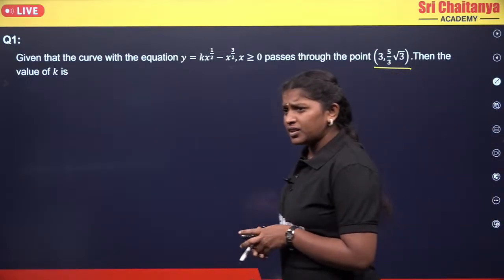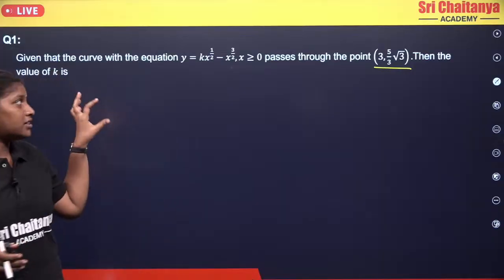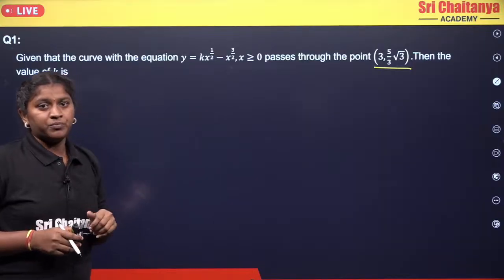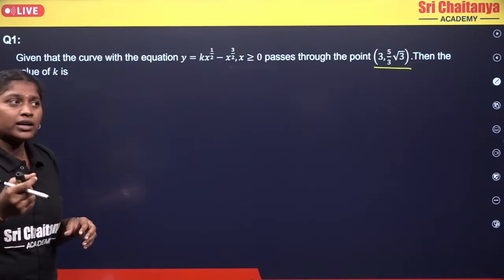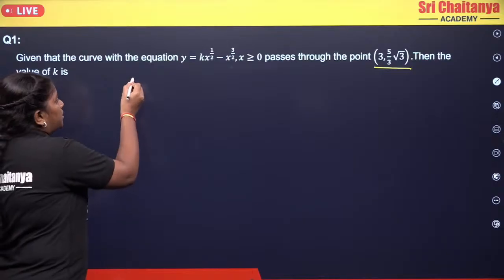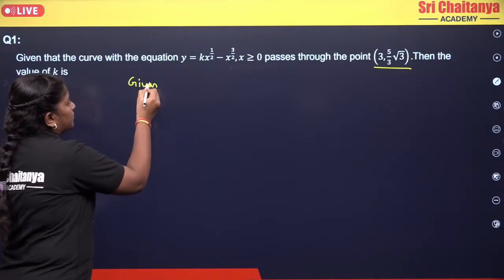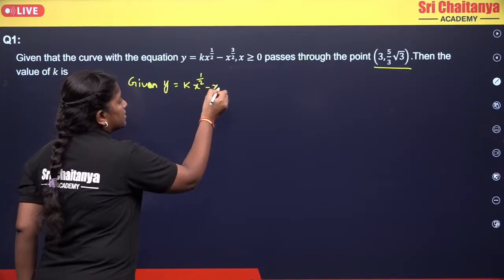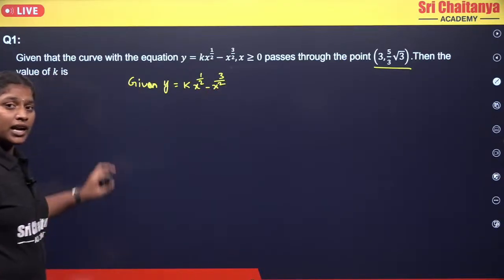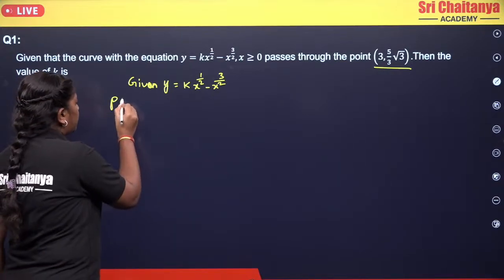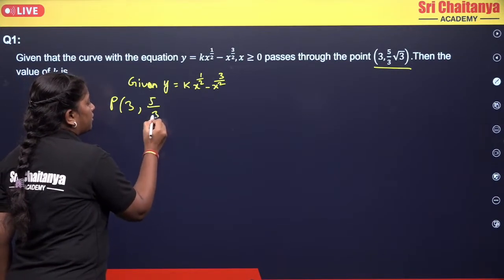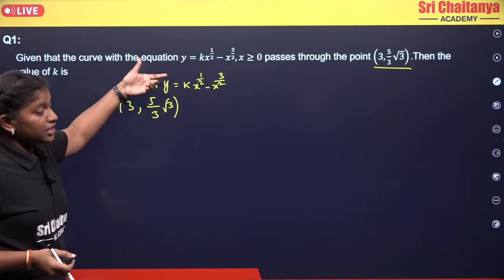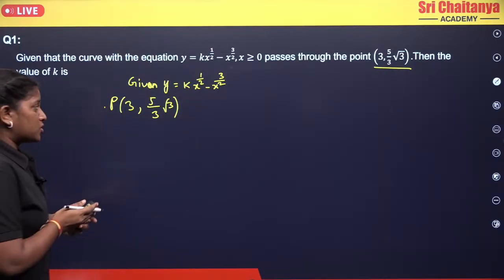So now they gave the curve in the form of y in terms of x, and they gave that the curve passes through the point. Passes through the point means that point lies on that curve. So given y equals k x to the power 1 by 2 minus x to the power 3 by 2. Now this curve passes through the point P which is 3 comma 5 by 3 root 3. So we have to place the point in the given curve in order to get our k value. So let's place them.